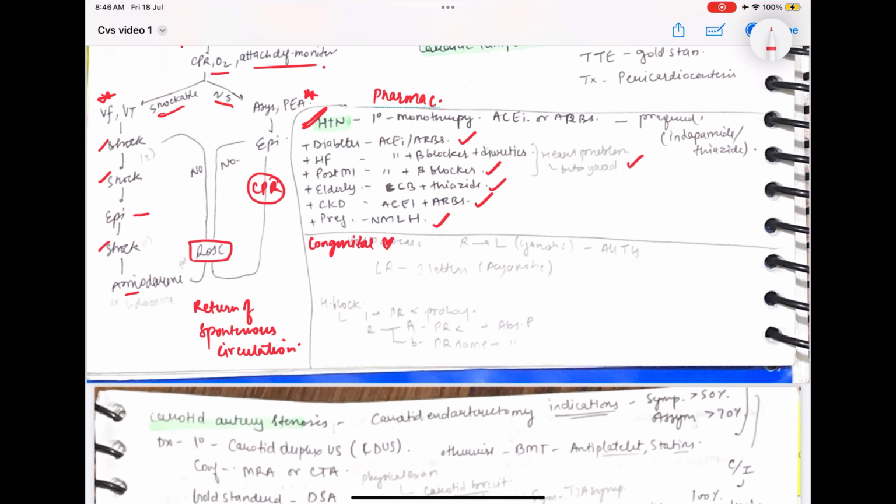And then pregnancy is new mom loves hugs, that is nifedipine, methyldopa, labetalol and hydralazine. Then we have congenital heart disease. If it is right to left, then all the cyanotic diseases would be there, and the names of the diseases would start with all the T's, like truncus arteriosus, transposition of great arteries, likewise. And then if the congenital heart disease is left to right shunt, then all the acyanotic diseases would be there, all starting with 3 letters, that is ASD, VSD, likewise.